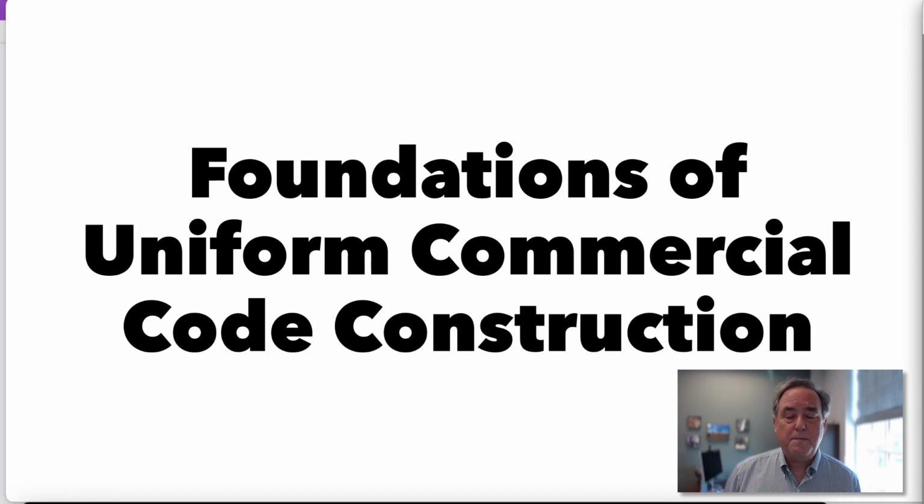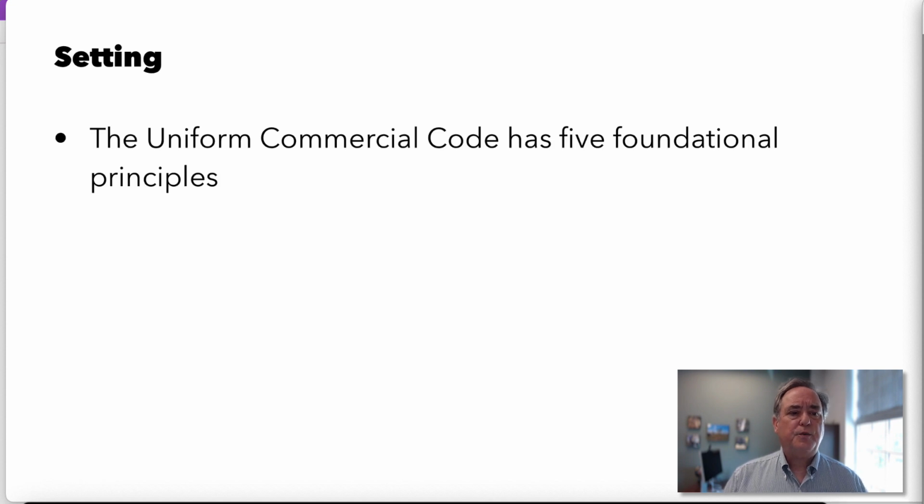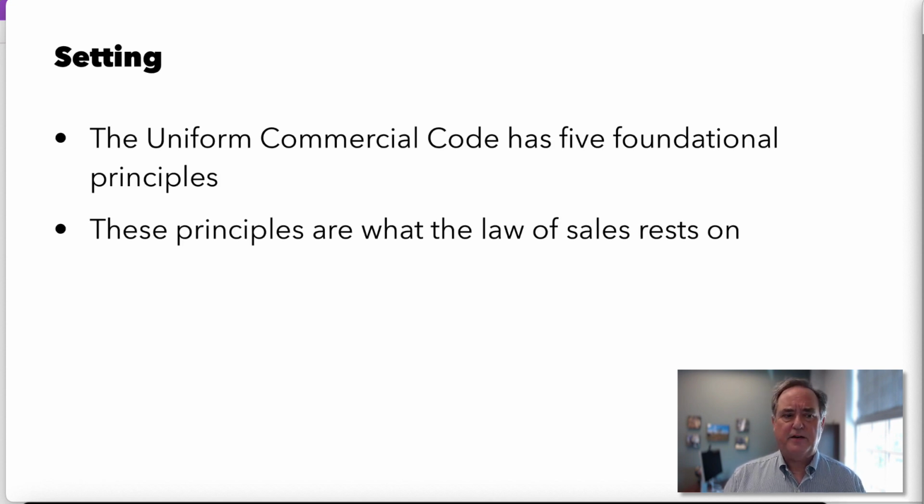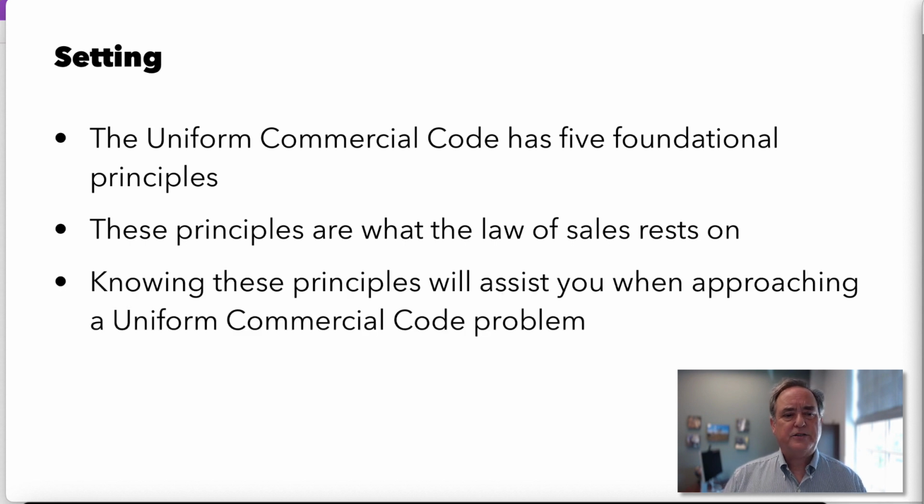Hi, welcome back. In this lecture, we're going to look at the proper construction of the Uniform Commercial Code Article 2, which is to say when a court is faced with a question of how to interpret UCC Article 2, they can rely on certain foundational principles. And these foundational principles, there's 5 of them. And these principles are what the law of sales rests on.